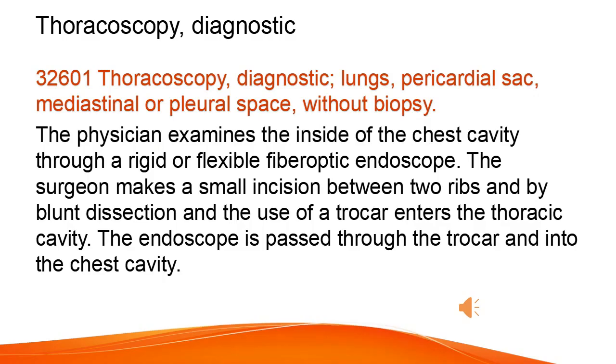Thoracoscopy, diagnostic, lungs, pericardial sac, mediastinal or pleural space, without biopsy. The physician examines the inside of the chest cavity through a rigid or flexible fiberoptic endoscope. The surgeon makes a small incision between two ribs and by blunt dissection and the use of a trocar enters the thoracic cavity. The endoscope is passed through the trocar and into the chest cavity.